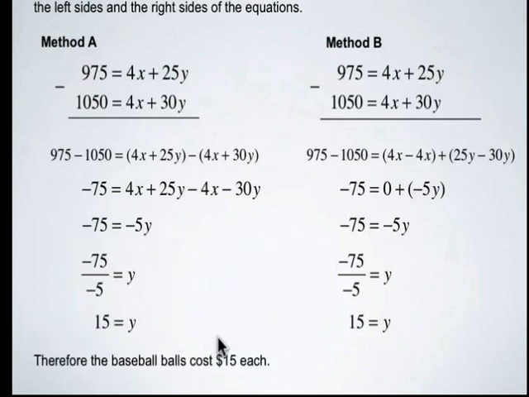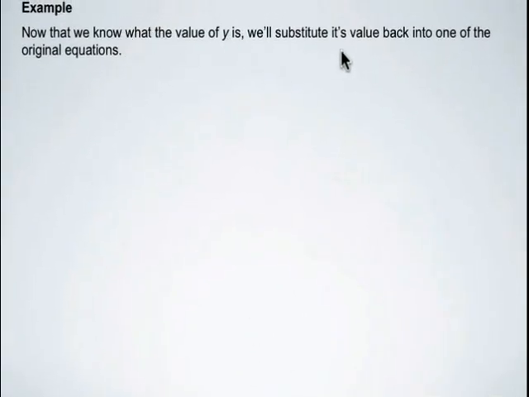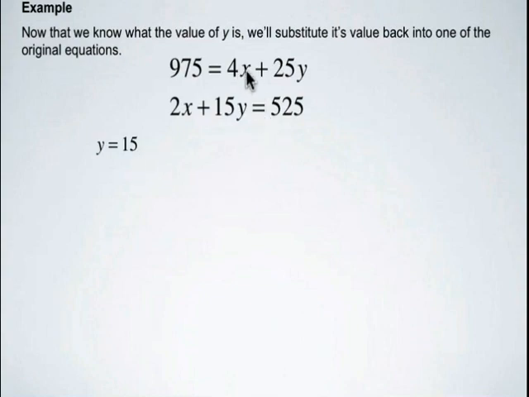Now recall that y represented the price of each ball. So therefore, the baseballs cost $15 each. So now that we know what the value of y is, what I'd like you to do is substitute the value of y into the two equations and determine what the price of each bat is. So we're going to sub in y equals 15 into our equations and then solve for x.